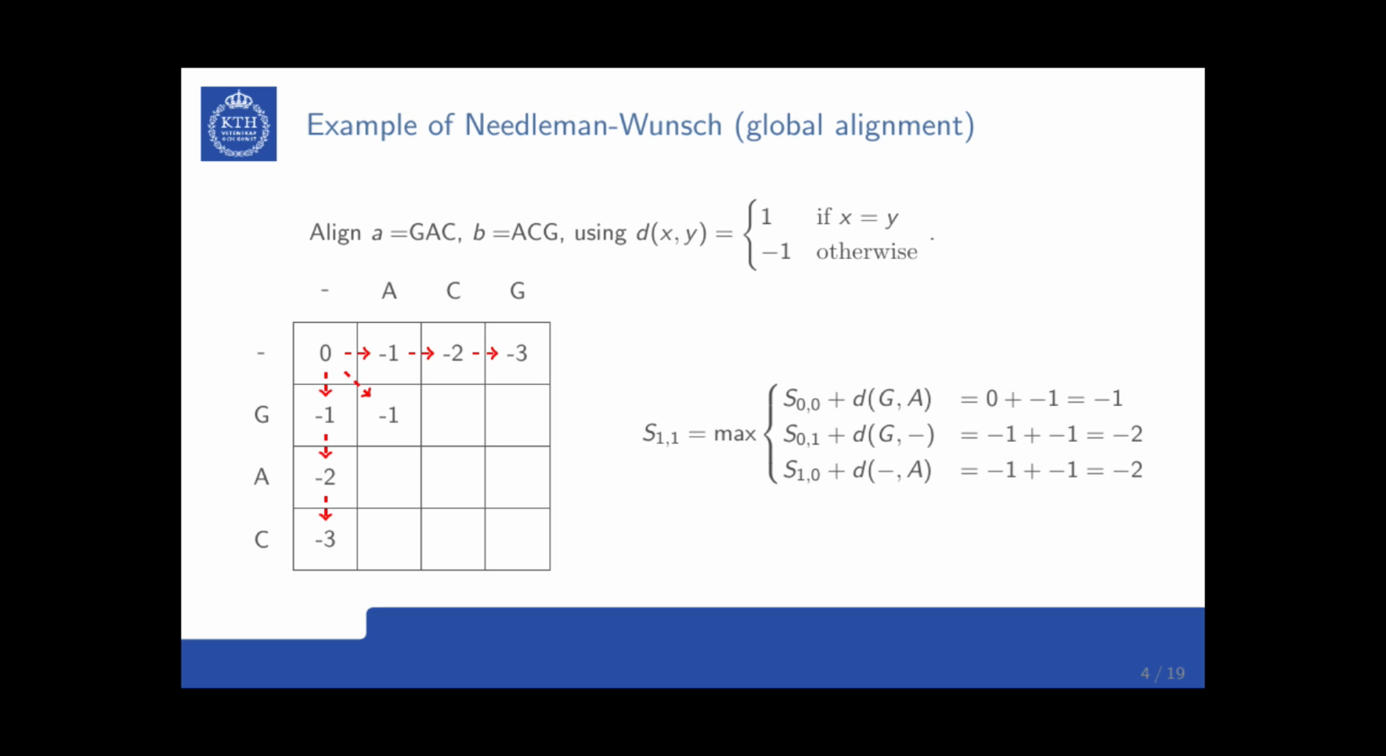Similarly, we can look at position S01 and add a gap penalty to that. So that's -1 plus -1, that's -2. Similarly, we can look at position S10 and add a gap penalty to that, and that's -1 plus -1, which equals -2. Now, the maximal element of these three different options would be -1. So we write a -1.